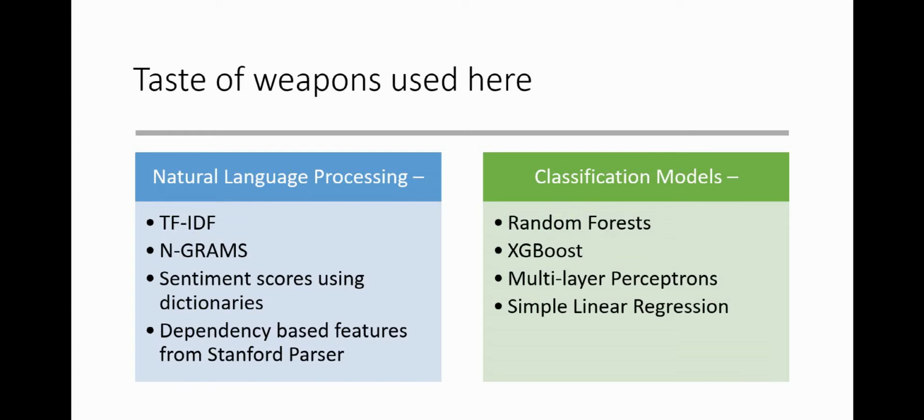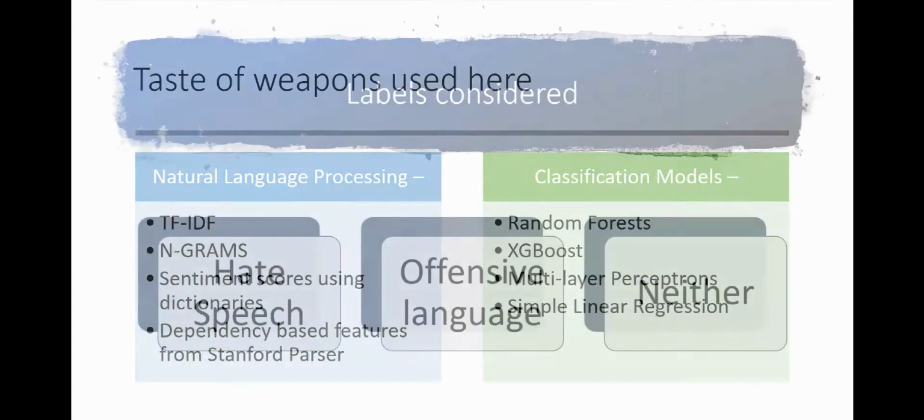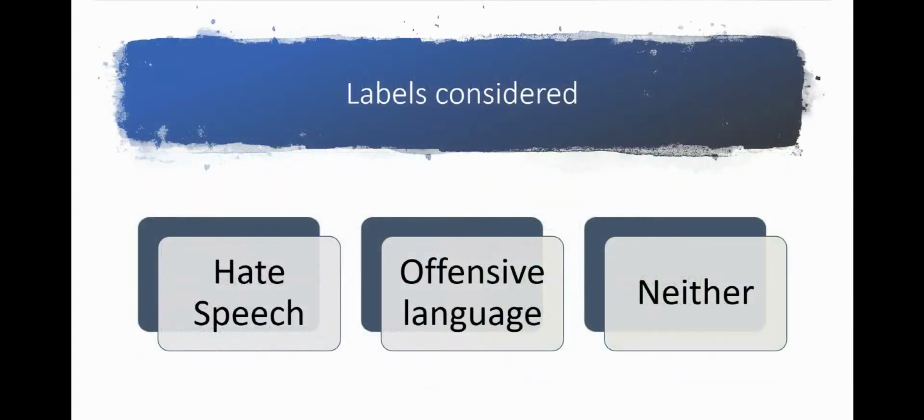And after that we have used multi-layer perceptrons also, which are basically a classification algorithm used in several different applications. And after that we have considered simple linear regression, which we have used as a benchmark model, as it has been trained by weighting it with the hate words.